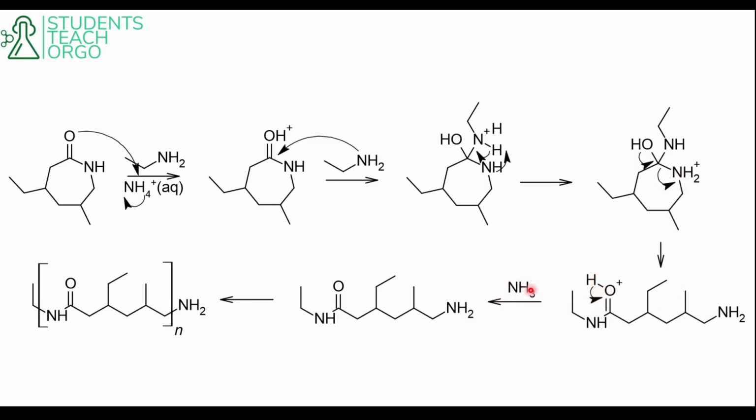off using our base, and that gives us this linear structure. Now we have this free amine end, and then that can react up here with this intermediate. And then the process just repeats, and what we end up with is something that looks like this.